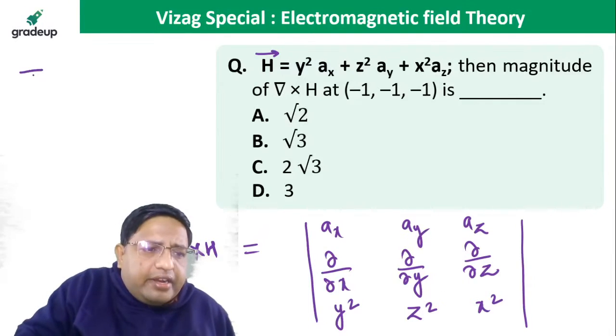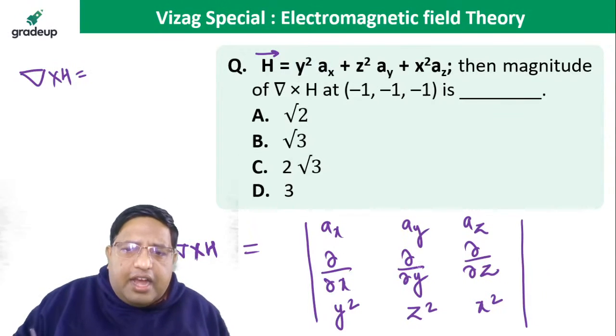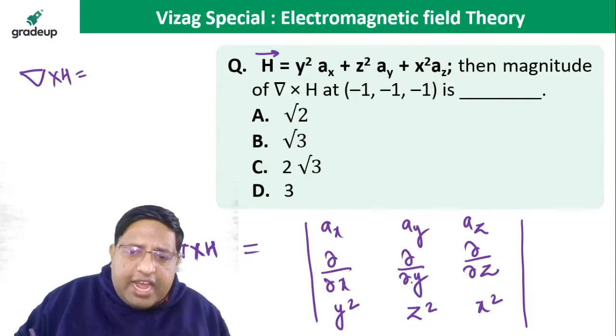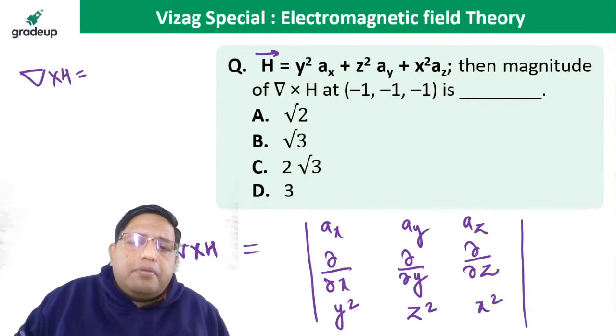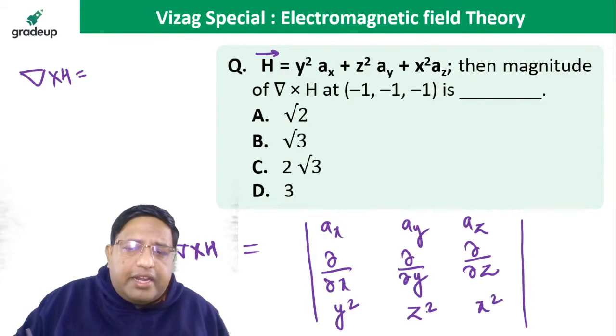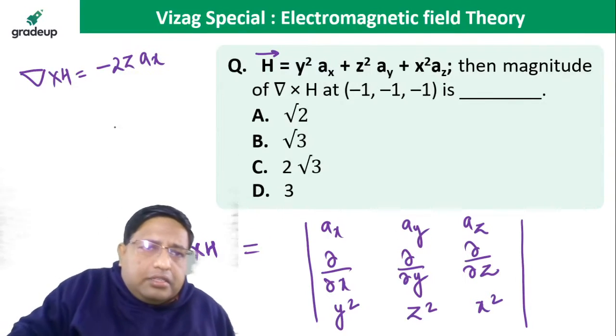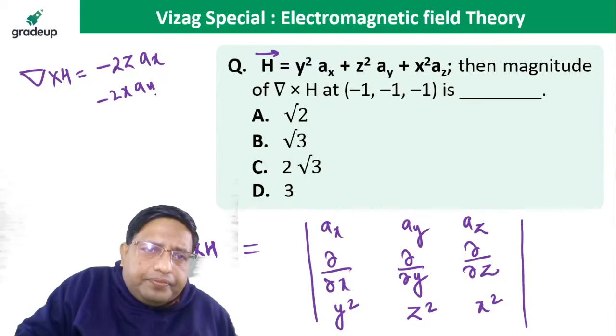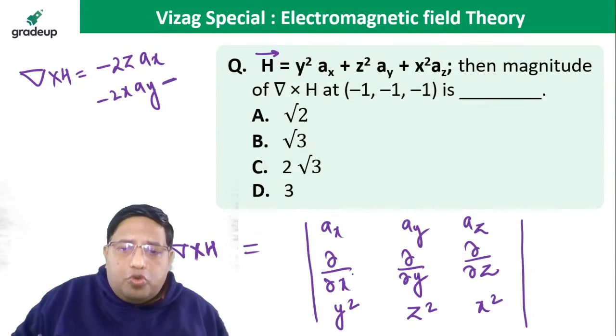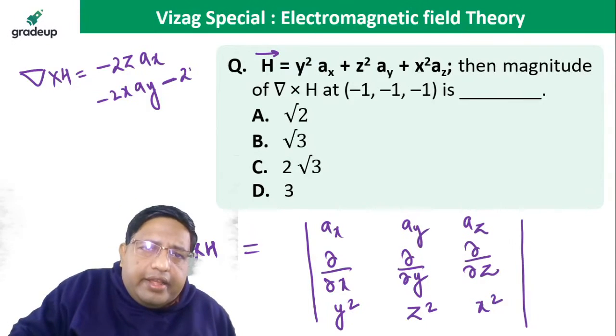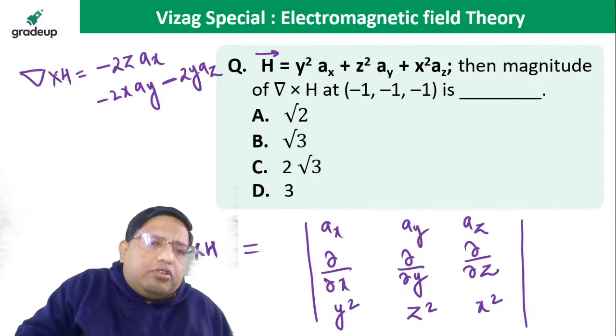So I am writing here. Chandana, you have given the absolutely correct answer. So what is the answer? The AX component is this multiplied by this, so it is 2Z with minus, because del by del Y of X square is 0, minus del by del Z of Z square is minus 2Z. So it is minus 2Z AX, minus 2X AY, minus 2Y AZ. That is the del cross H.